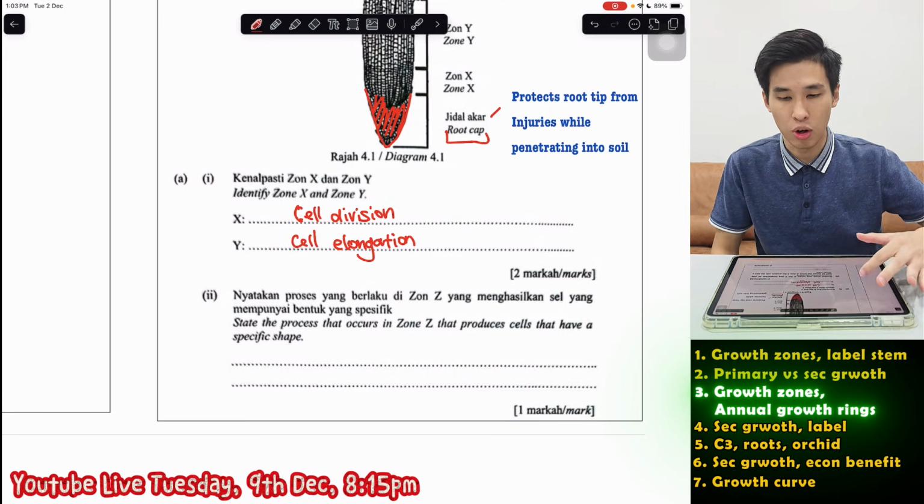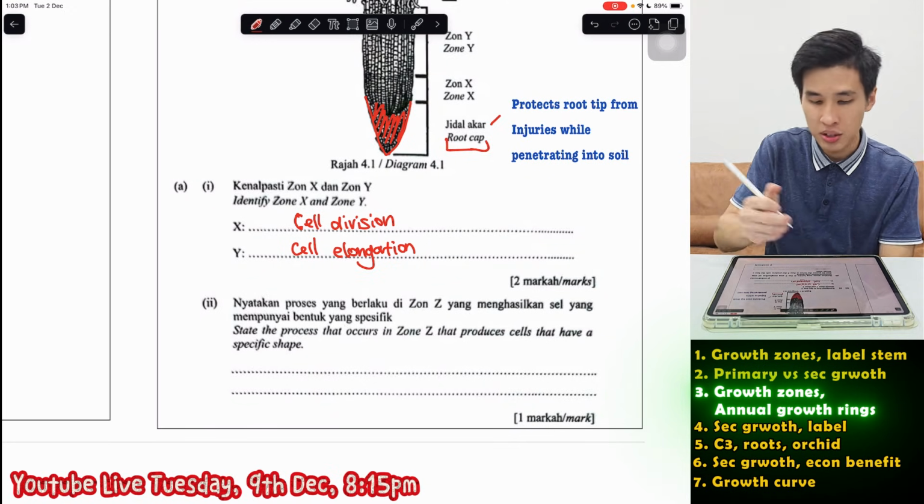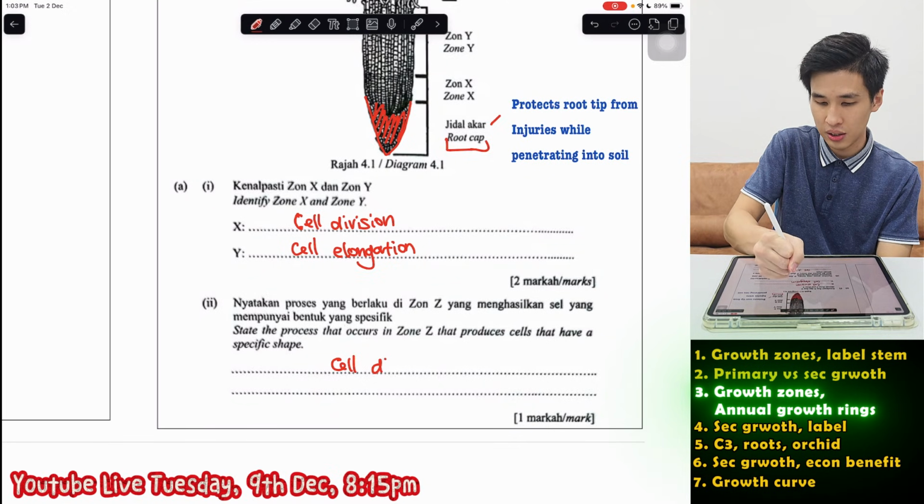State the process that occurs in zone Z that produces cells that have a specific shape. So Z is called the zone of cell differentiation. So the process that occurs is cell differentiation.